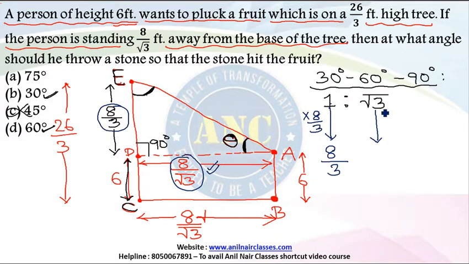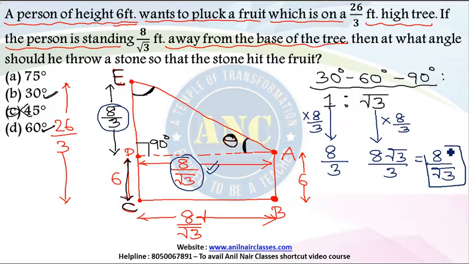Multiply by 8 by 3. Root 3 also multiply by 8 by 3. It is 8 root 3 by 3. Or I can also write this as 8 by root 3.